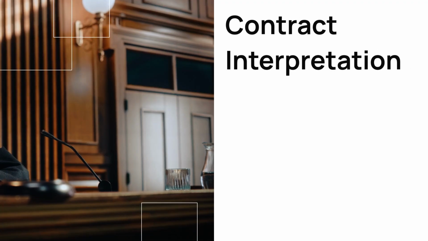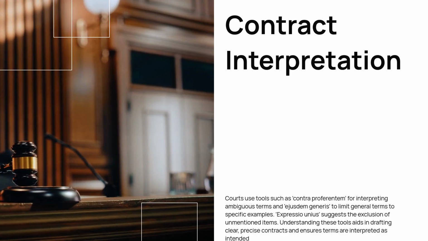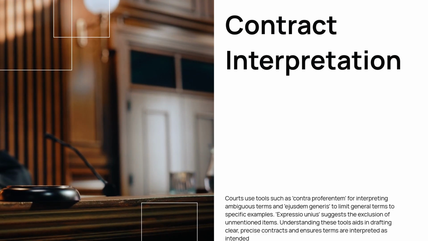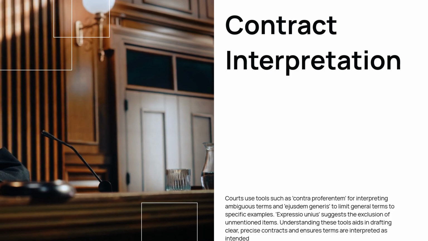Courts use tools like contra proferentem to interpret ambiguous terms. Ejusdem generis limits general terms to specific examples. Expressio unius suggests exclusion of unmentioned items. Understanding these tools aids in drafting clear, precise contracts. It ensures terms are interpreted as intended.